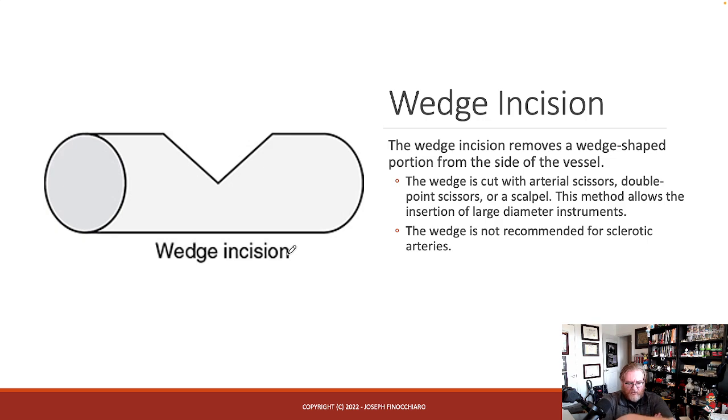There's also something called the wedge incision. This removes a chunk. It allows for insertion of larger diameter instruments so they fit more comfortably. The goal here is that you are not peeling. There are 3 layers to an artery, and the innermost one is called the intima.